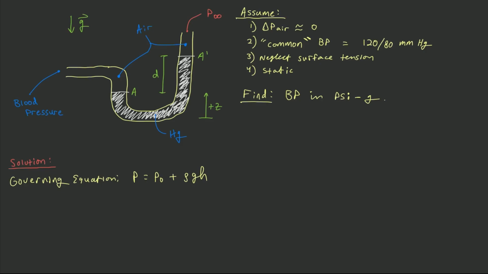So if I want to look at the difference in pressure between my free surfaces A and A prime, the first thing I need to remember is 2 points at the same elevation in a continuous region of the same fluid are at the same pressure. So what does that mean?